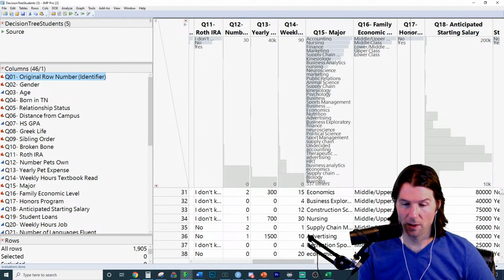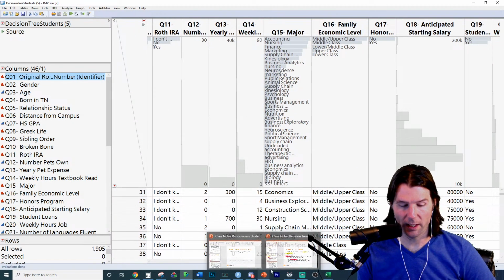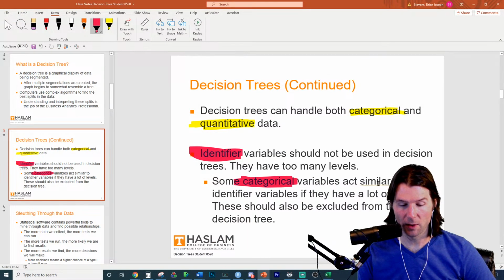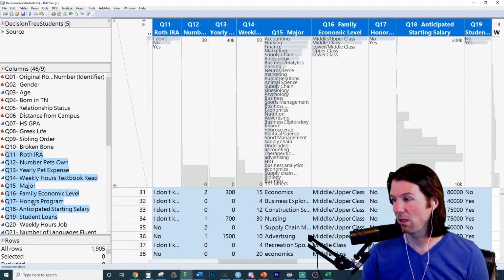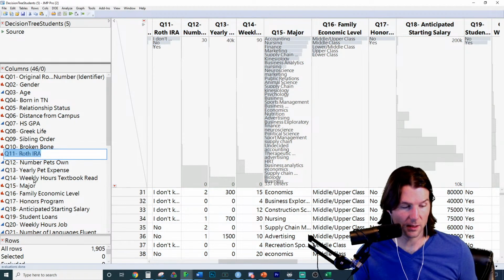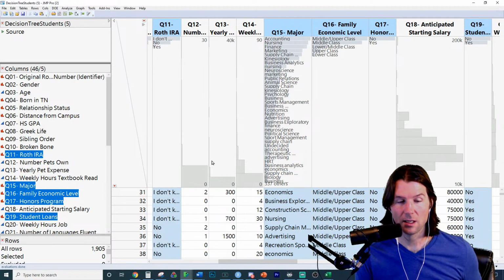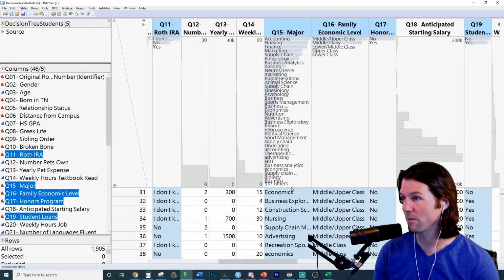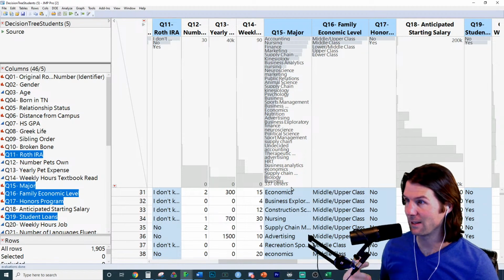Does anyone see any variables on this screen that is a categorical variable that has a lot of levels? Some categorical variables act similar to identifiers if they have a lot of levels. These should be excluded. So we want to look for a categorical variable, and we're on 11 through 19. That's what's on the screen. There are the names, and the coloring helps us with categorical versus quantitative. We're only focusing on the categorical ones. The other ones are quantitative, and we see histograms respectively. Histograms are just quantitative data, so we don't have to worry about those acting like identifiers.